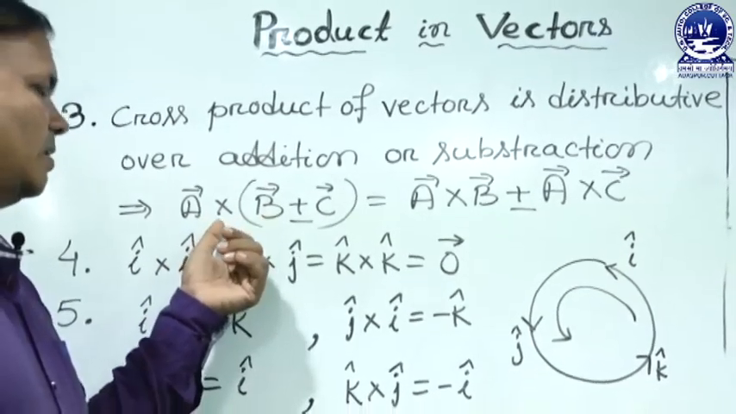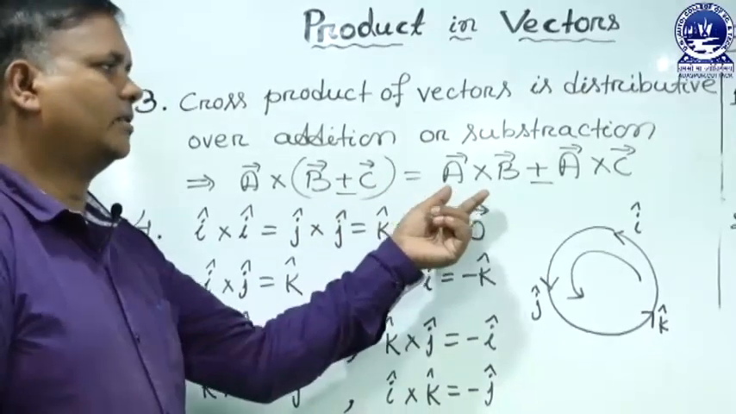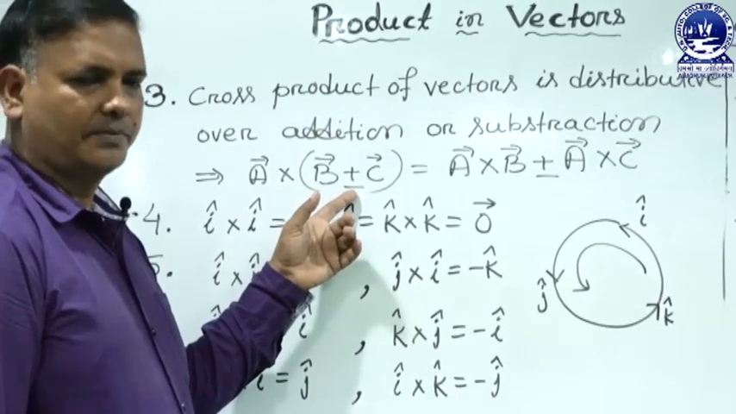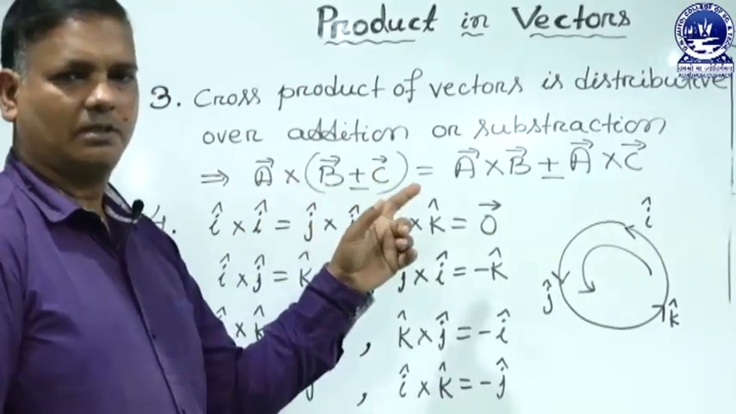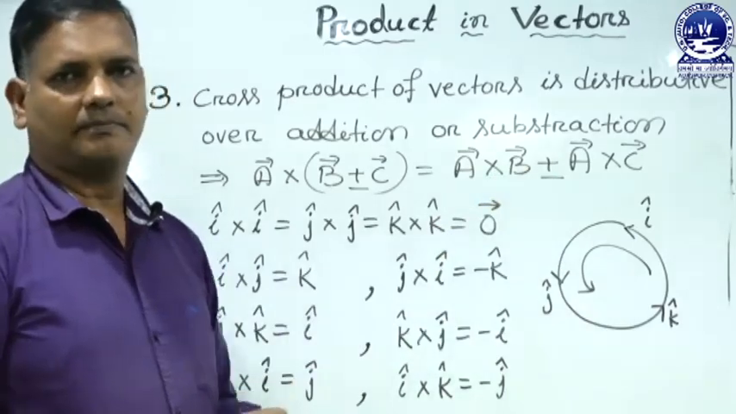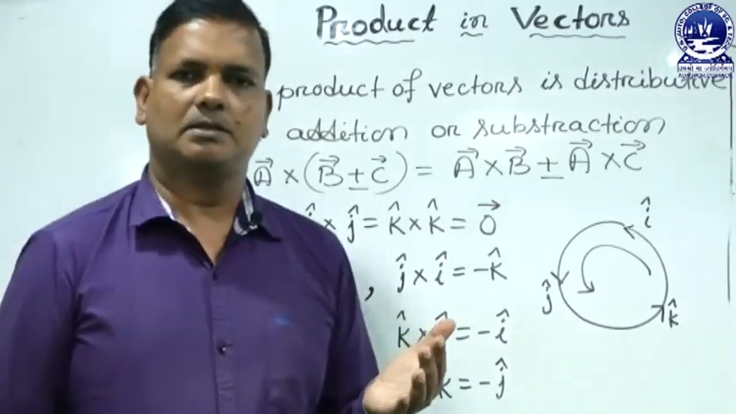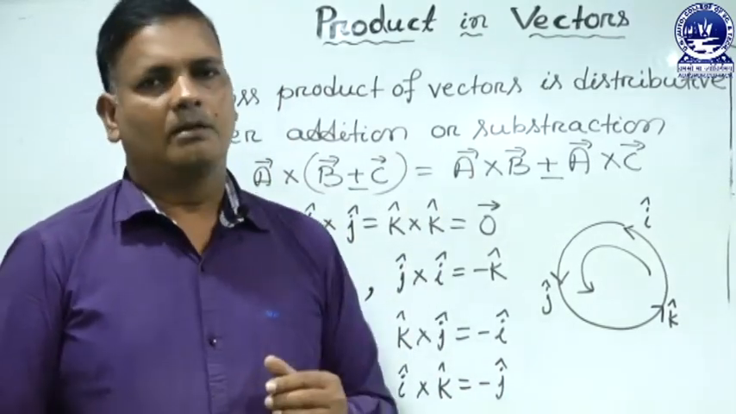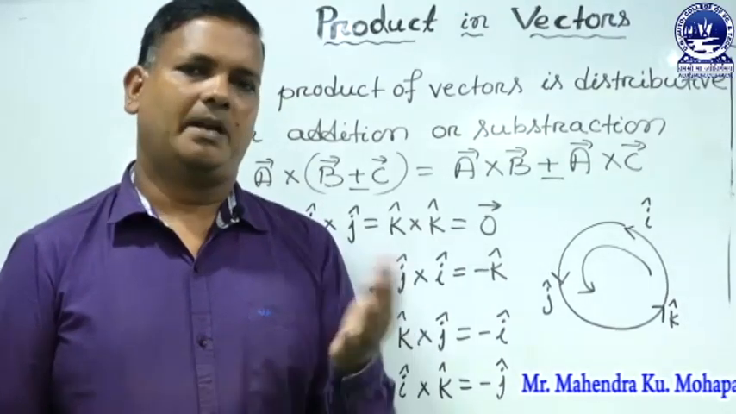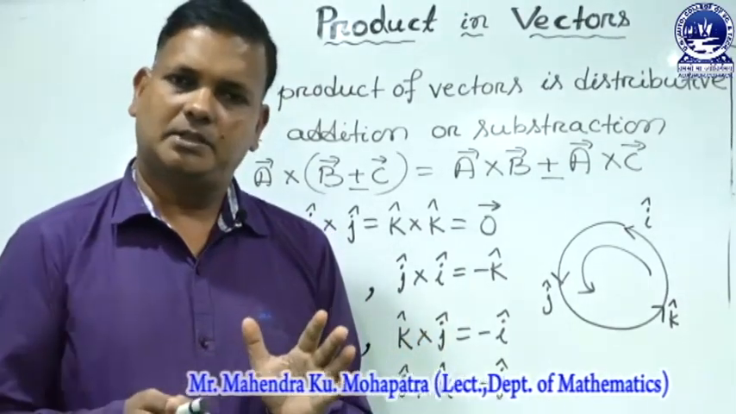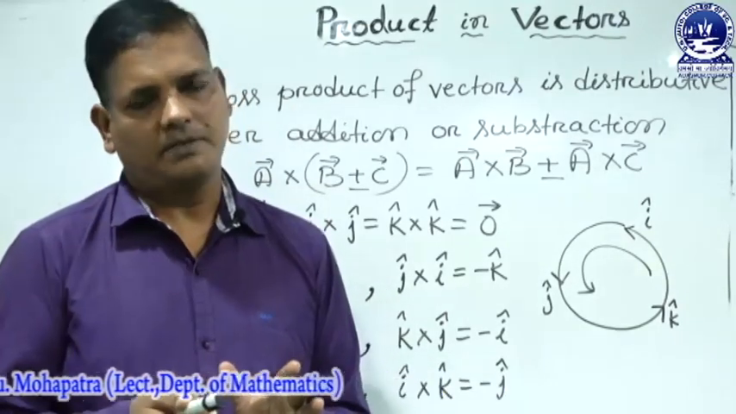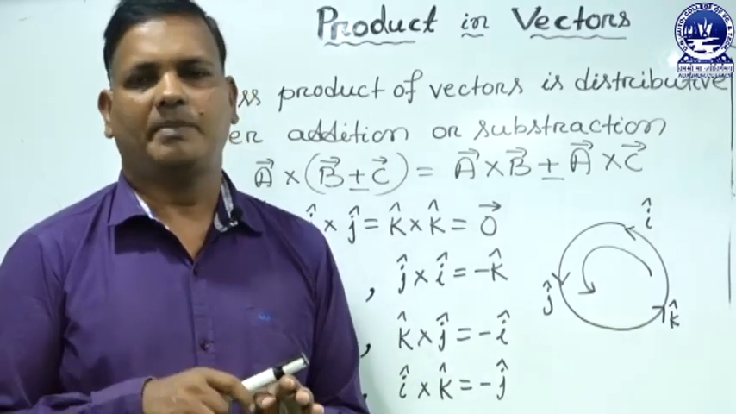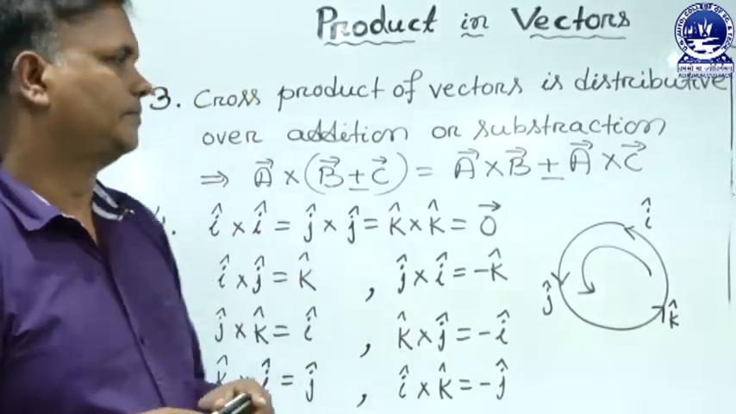That means A cross (B plus C) equals A cross B plus A cross C. When it is changed to subtraction, A cross (B minus C) equals A cross B minus A cross C. That means the cross product of vectors is distributive over vector addition or vector subtraction. The cross product is similar to the dot product. The dot product is distributive over addition and subtraction, and the cross product of vectors is also distributive over vector addition or vector subtraction.